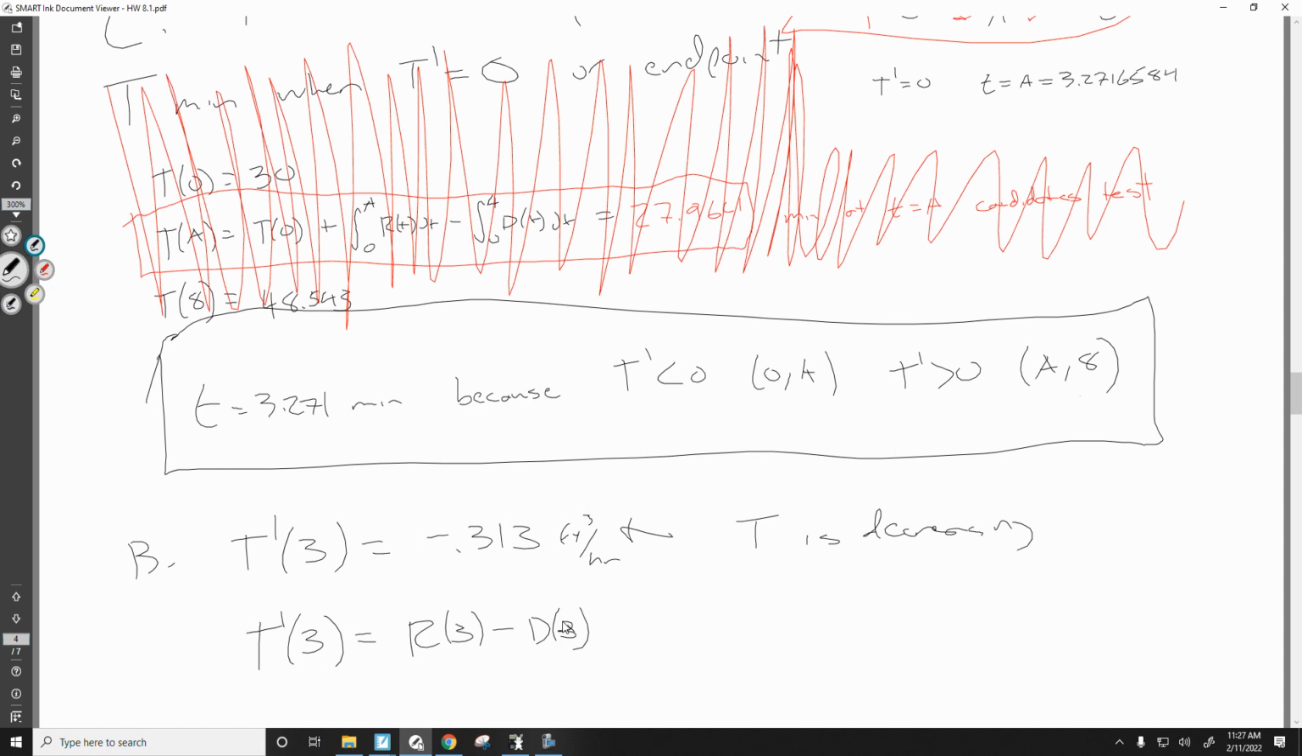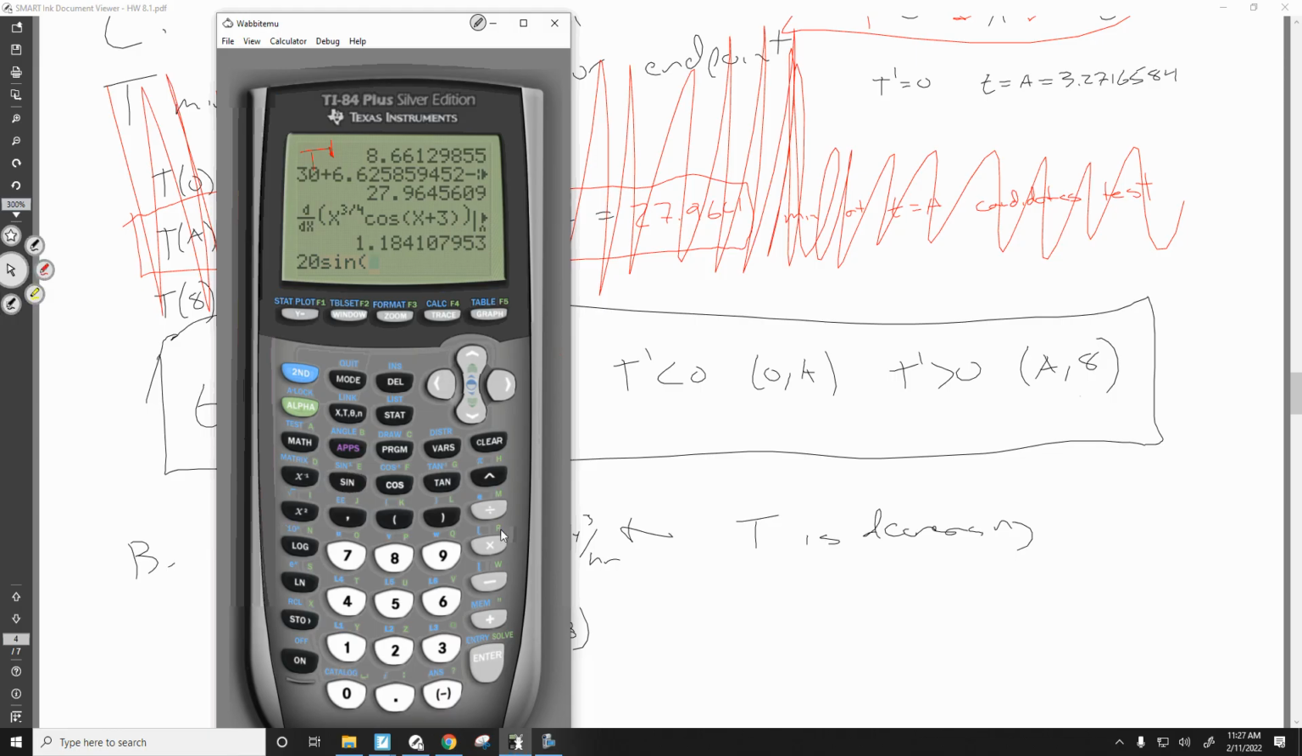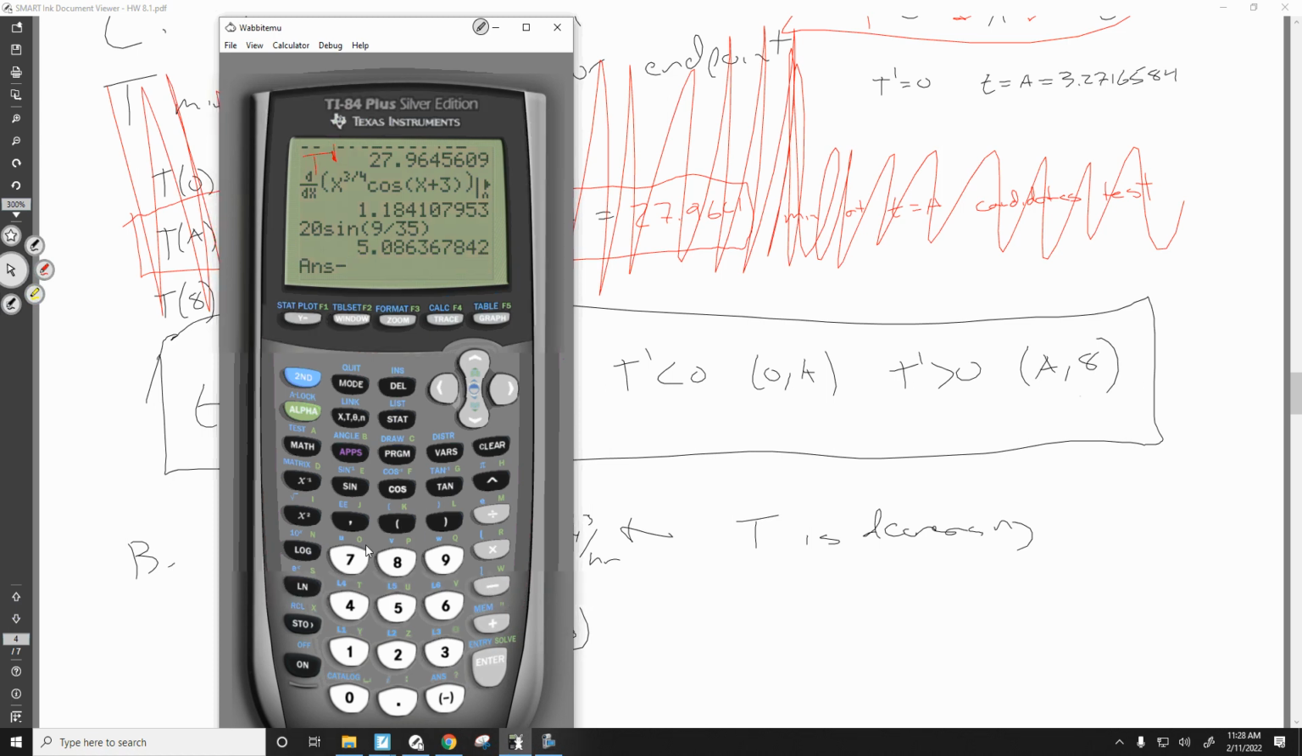That value, negative 0.313, is literally 20 sine of 64 of 9 over 35 minus, and again, this is going to take a while, but whatever, negative 0.04 times 3 cubed plus 0.4 times 3 squared plus 0.96 times 3. All right. Cool?